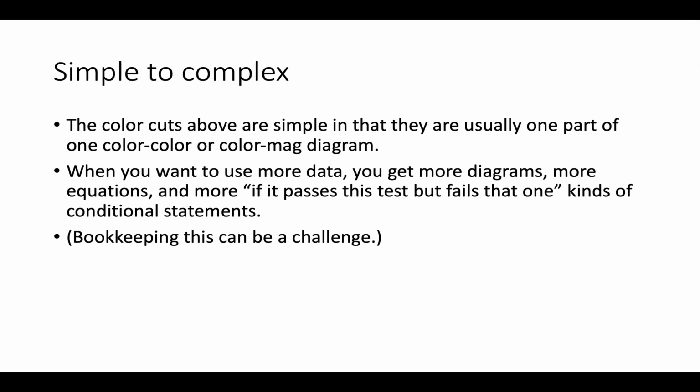So the color cuts we've talked about earlier are simple in that they're usually just one part of one diagram. But when you start having more data, you get more diagrams because you have more combinations of colors to use. And then you end up having equations that will tell you, okay, if it's above this line segment, keep it. If it's below this line segment, drop it, so that you can keep track of all the tests that any given object passes or fails. And bookkeeping all of this can be a challenge.